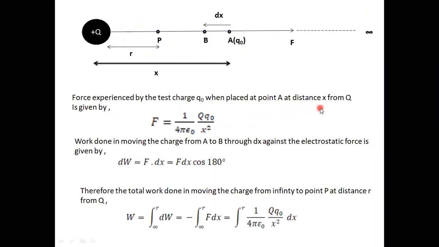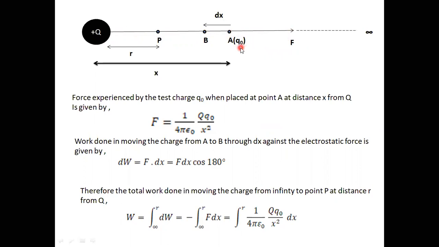Now we will find out potential due to a point charge. To understand this, let us concentrate on this diagram. Here also we have this charge plus Q. This is my source charge, and it is generating a radially outward electric field, as you can see here. Hence, this is my electrostatic force.